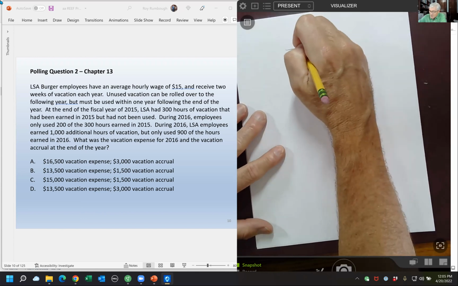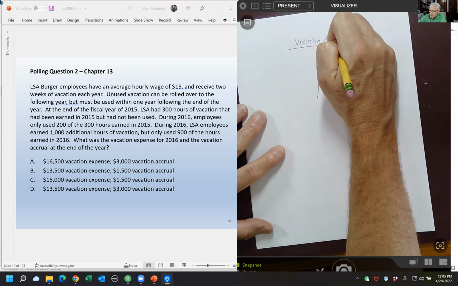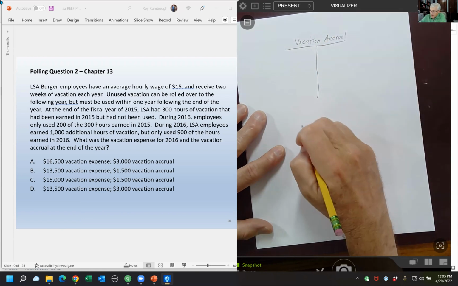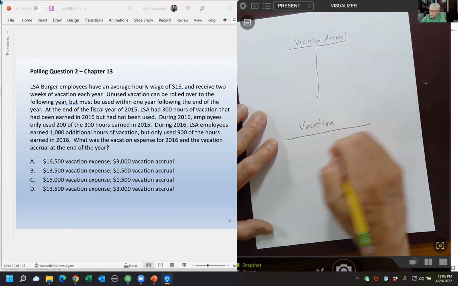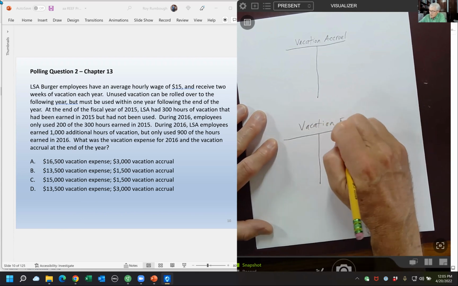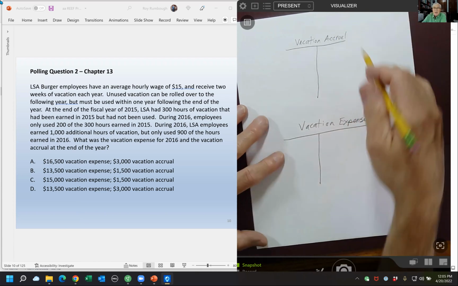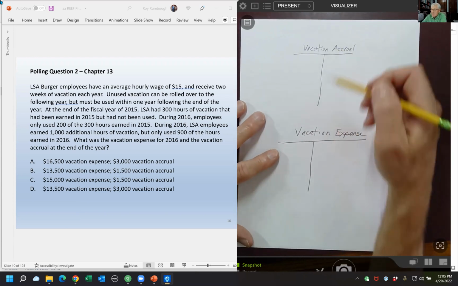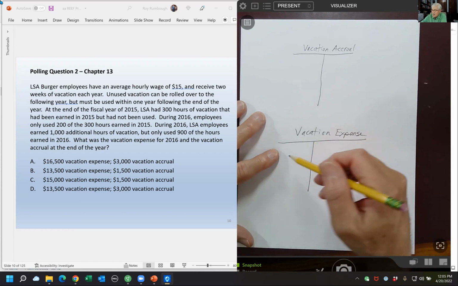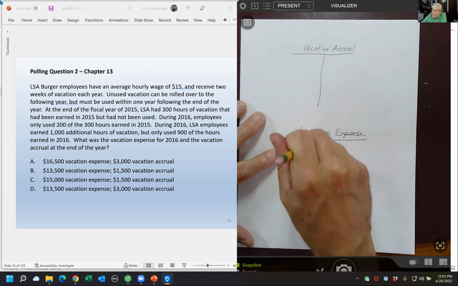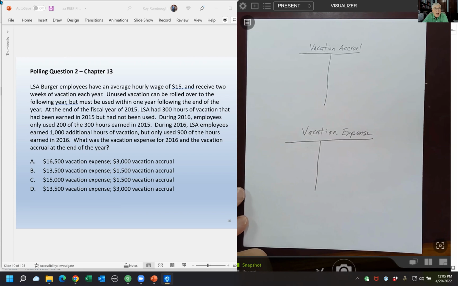We've got our vacation accrual and our vacation expense. Remember, this is a liability. This is going to have a credit balance. This is an expense, a reduction in equity, a reduction of net income and retained earnings all the way through. It's going to have a debit balance. So let's just see what we got.